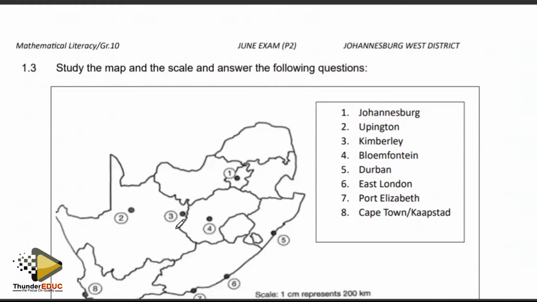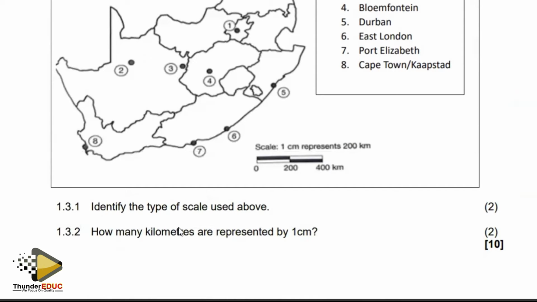1.3. Study the map and the scale and answer the questions that follow. Identify the type of scale. Someone could have said it's called a linear scale, or the best one was supposed to be a bar scale. How many kilometers are represented by 1 centimeter? It's already written here. 1 centimeter represents 200. So you're supposed to write 200. This marked the end of question number 1.